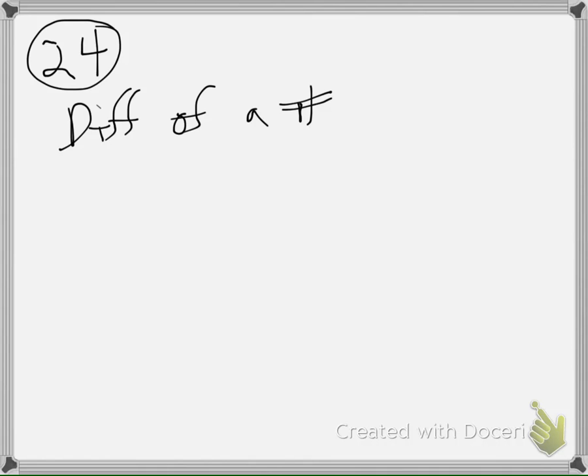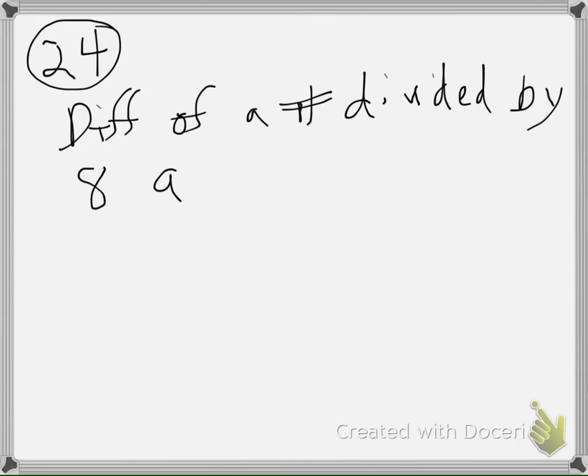Okay, so we're going to start with question 24. This one says, the difference of a number divided by 8 and 3 is 5. So, difference of a number, I'm just going to write shorthand, divided by 8 and 3 is 11. Oh, no, excuse me, it's 5. Sorry, wrong question. It's 5.